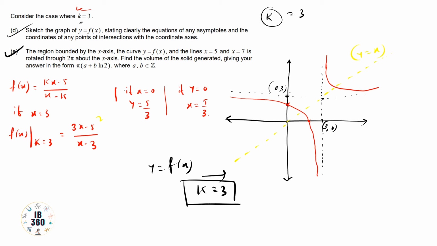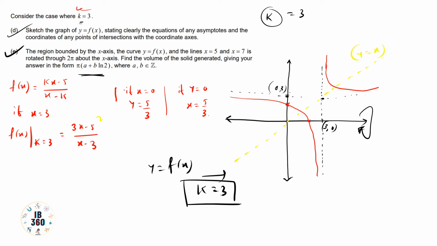Okay, now the last question of this particular thing: the region bounded by the x-axis, the curve y equals f(x), and the lines x equals 5 and x equals 7 is rotated through 2 pi about the x-axis. So we are rotating this about the x-axis. I am not drawing this graph in the next slide, so try to understand the fact here. Find the volume of the solid generated, giving your answer in terms of pi.